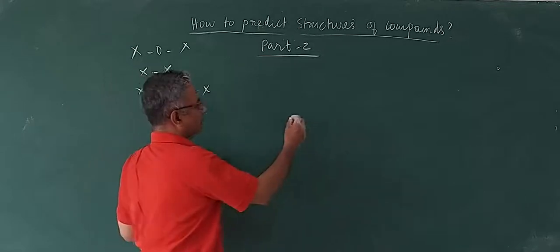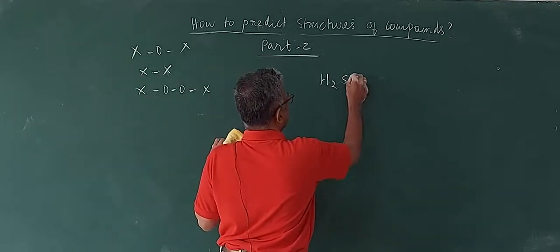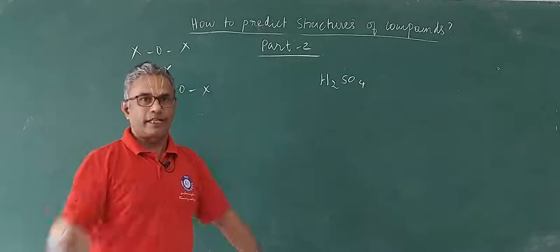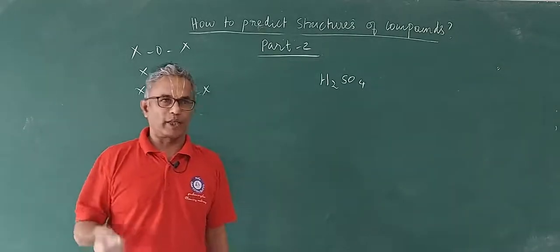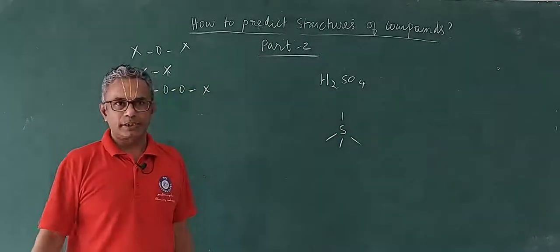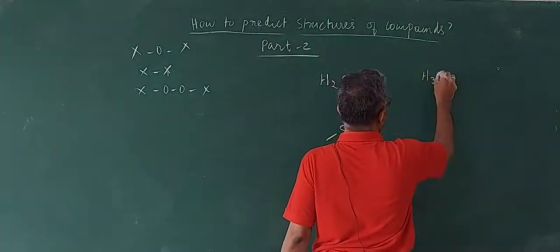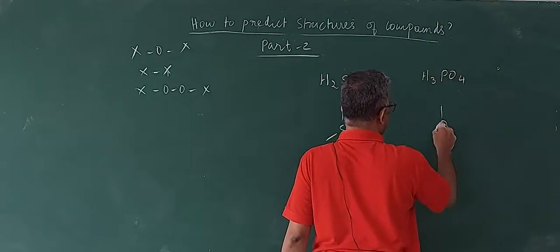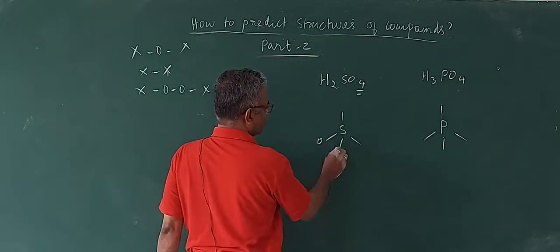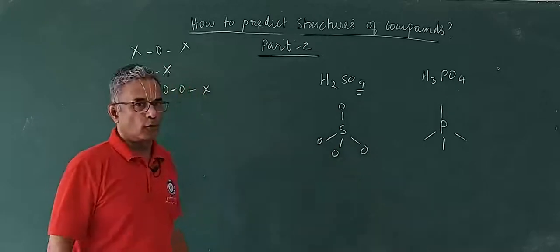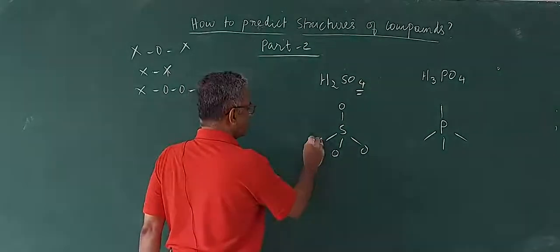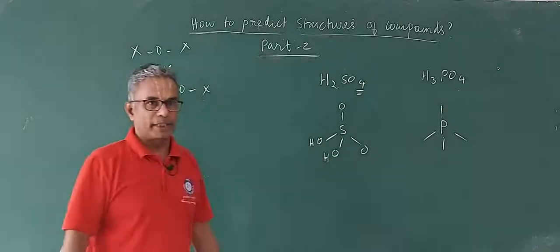Say for example, suppose you take H2SO4. Whatever the acids given from the p block, whether it is sulfur or phosphorus or chlorine or any halogen, what you have to do is just draw 4 bonds. Similarly, for H3PO4, just draw 4 bonds, 1, 2, 3, 4. Now, see how many O's are there. 4 O's are there. So, you put 4 O. And remember, in all the acids, H will be attached to oxygen, like this.